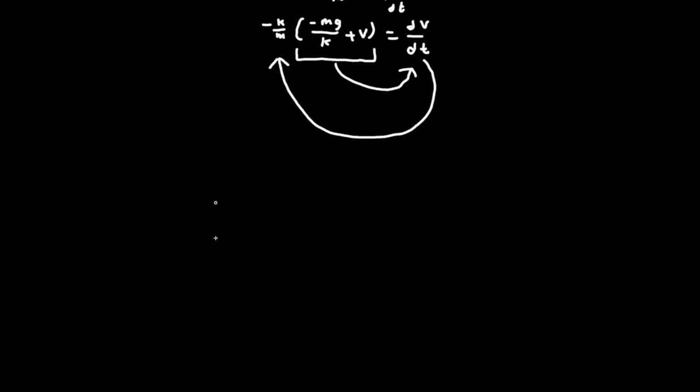Now we have negative k over m, and then dt equals dv over this.